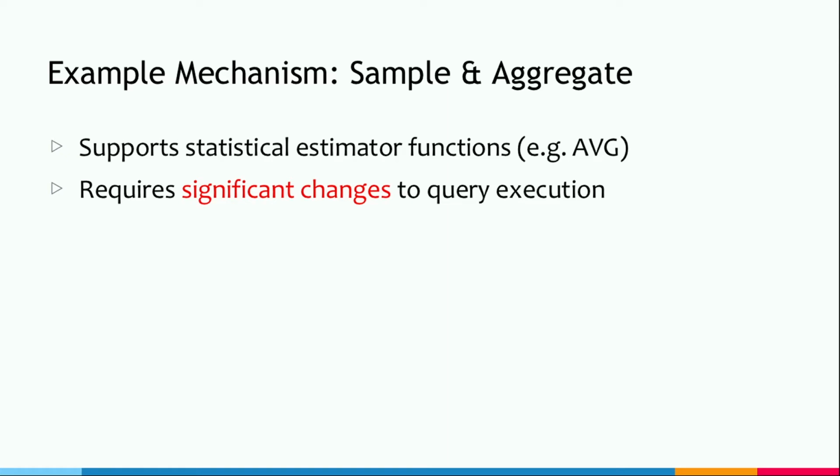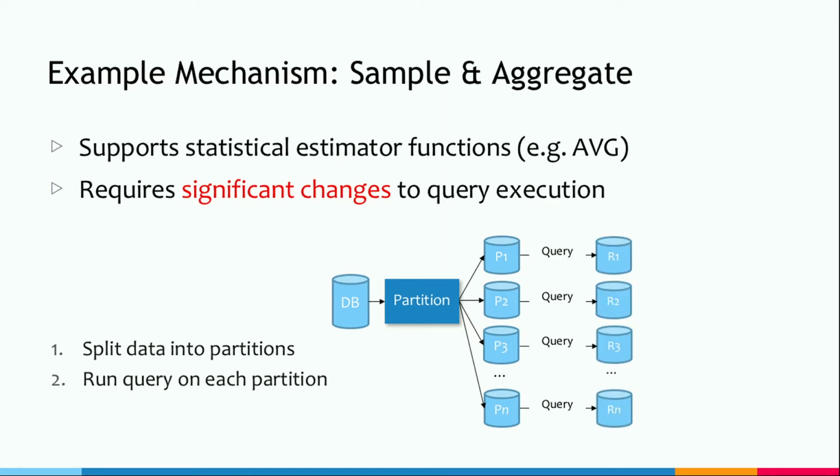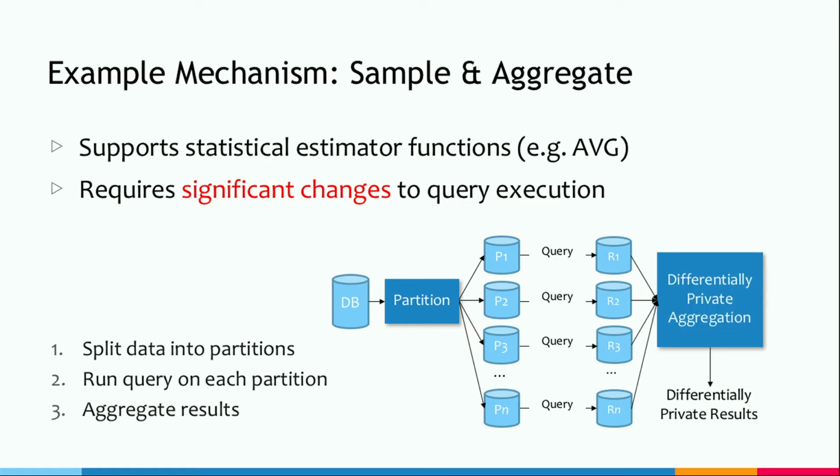So the traditional way to implement an algorithm like this is to replace the database with something that does something different. I'm going to give you an intuition of what the algorithm does. The first step is you take your database and you split it into partitions. Then you run the original query on each partition separately. So you get a bunch of answers, one per partition. And then you aggregate the partitioned answers using a differentially private aggregation function. And you get differentially private results.